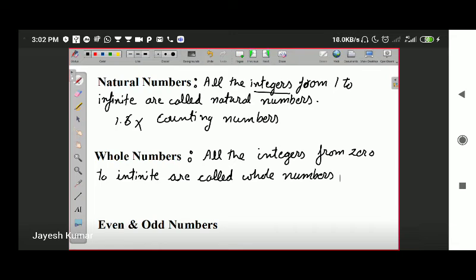All the numbers from 0 to infinite are called whole numbers. Now we have done natural numbers and whole numbers. Next one is even and odd numbers.